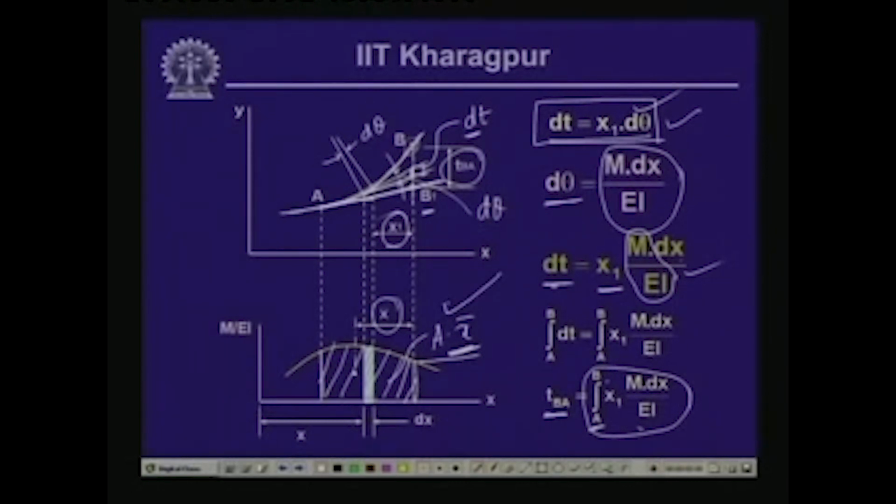So, the tangential deviation of B with respect to the tangent drawn at A, which is TBA, is equal to the moment of the M by EI diagram between B and A, and the moment is taken about the point B. That is the statement of the second moment area theorem. So, now, as we have seen, we have two theorems of the moment area method.